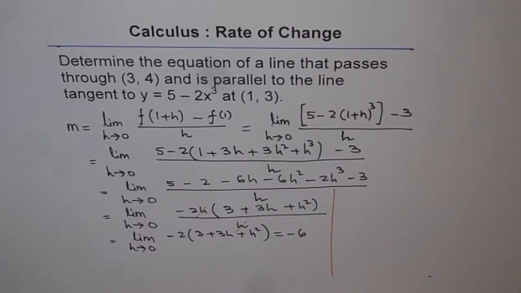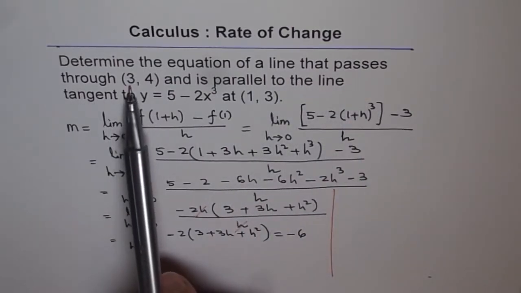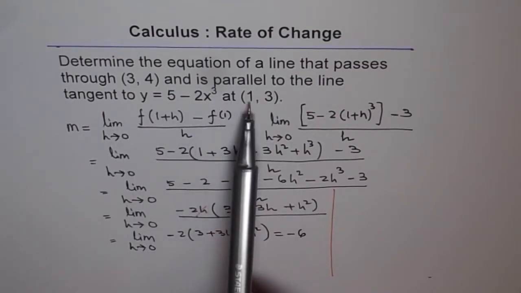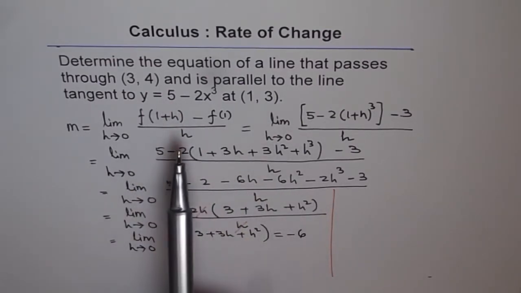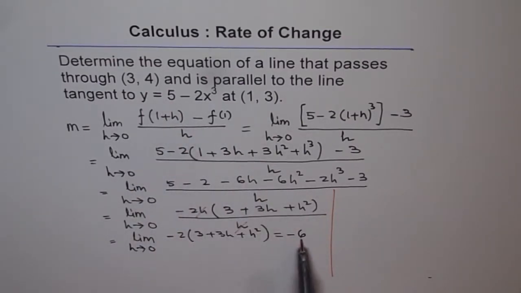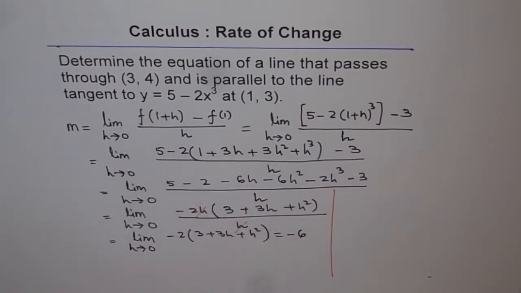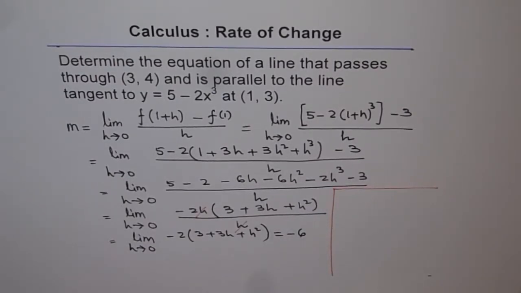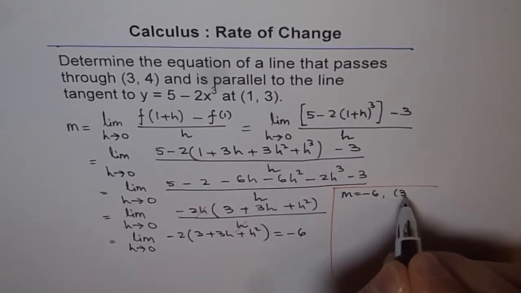Now let's read the question once again and try to understand what we need to do. It says determine the equation of a line that passes through this point (3, 4) and is parallel to the line tangent to this at (1, 3). That means the slope should be the same. So we need an equation of a line whose slope is minus 6 and which passes through the point (3, 4). So that's what the question is. So let's try to get the equation of the line. We know the slope is minus 6 and the point is (3, 4).